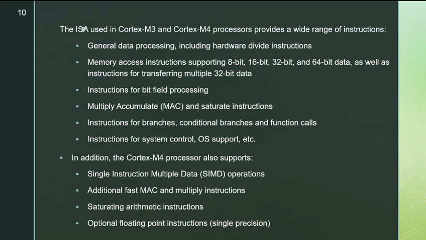In addition to this, the Cortex-M4 processor will also support single instruction multiple data, SIMD operations, additional fast MAC and multiply instructions, saturating arithmetic instructions, and optional floating point instructions, that is single precision.